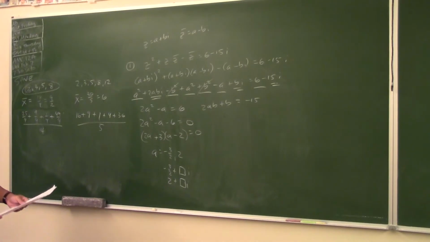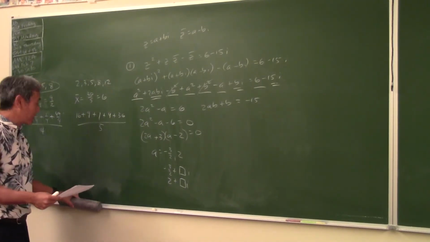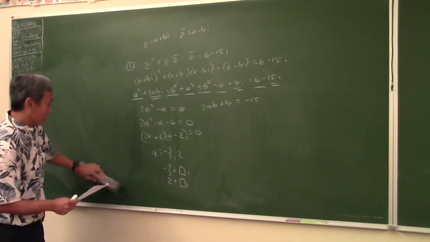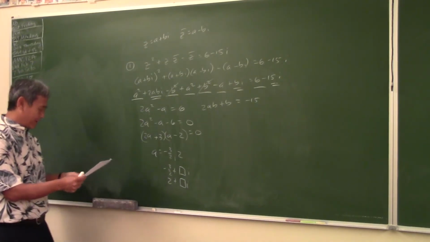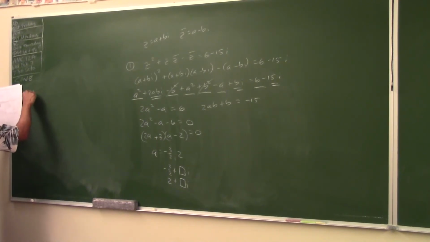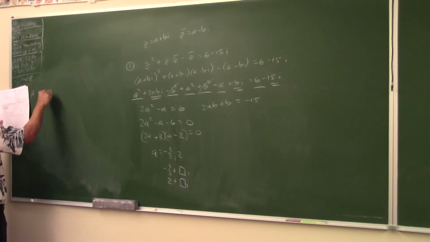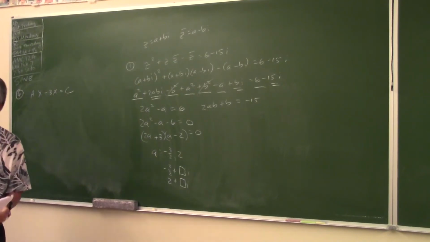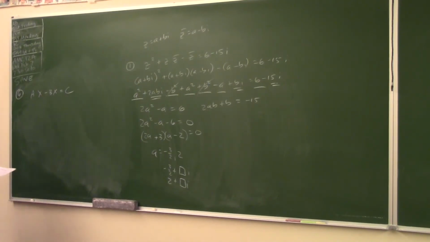Okay, let's do number 6 first, because number 4 is typically the toughest event in the whole year. I'm going to save that for last. Okay, number 6: AX minus BX equals C. Now, there's two ways of doing this problem. One is you just grind out the computations.